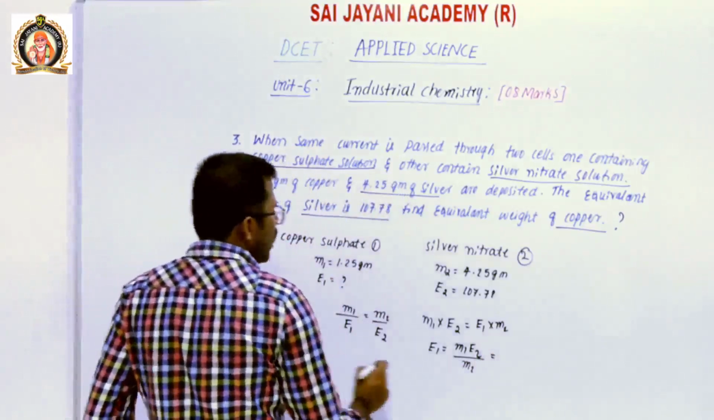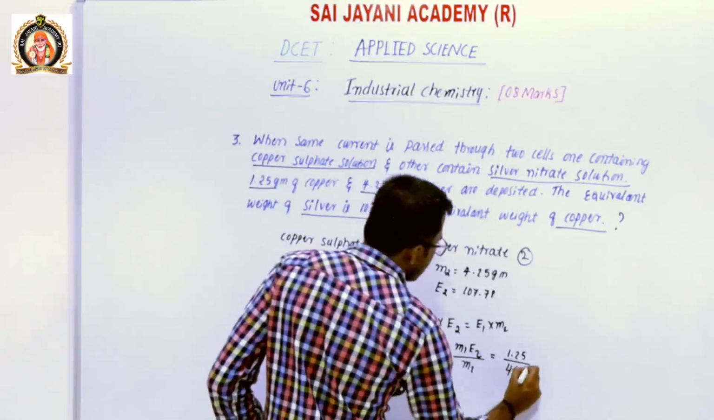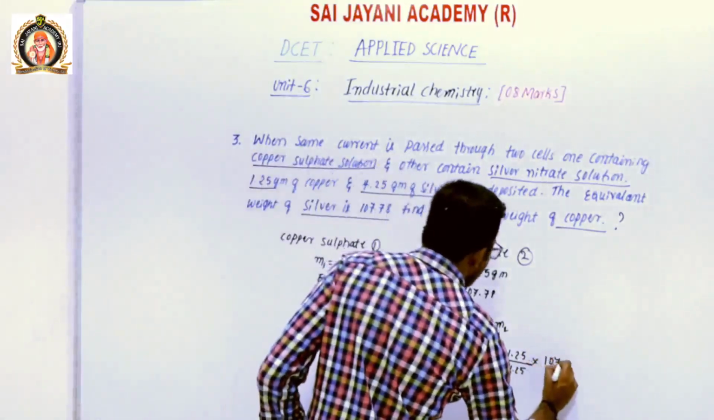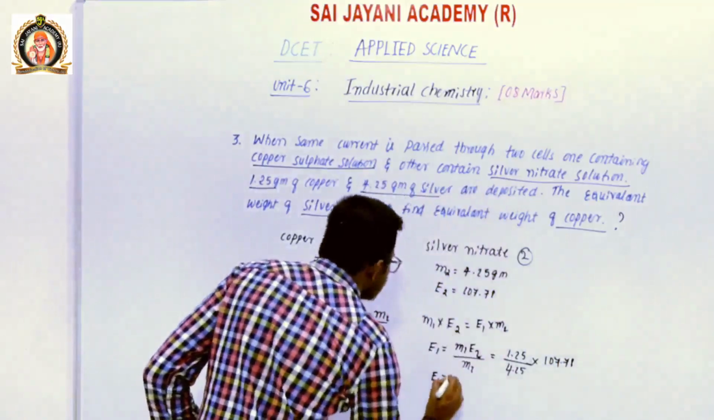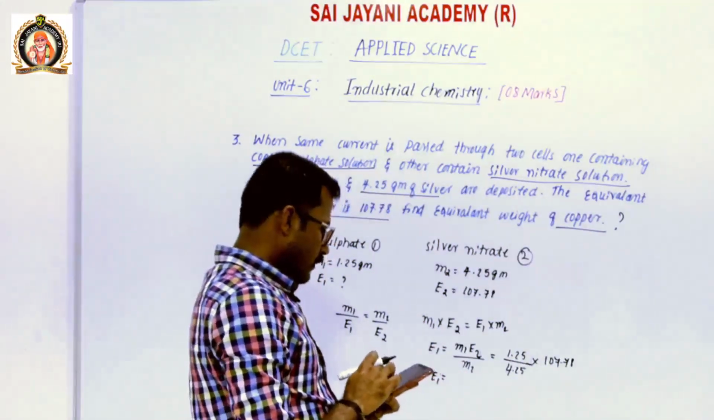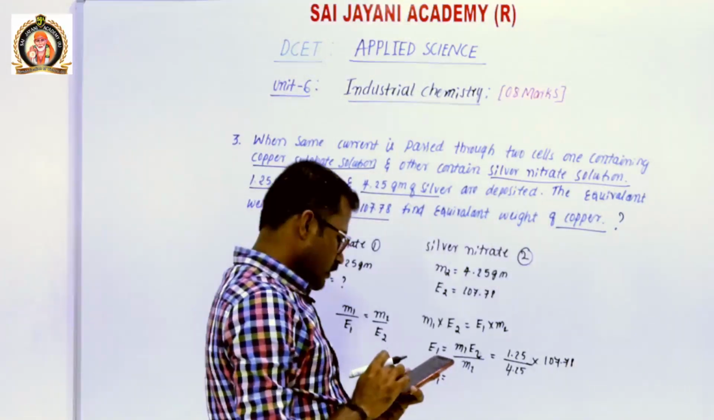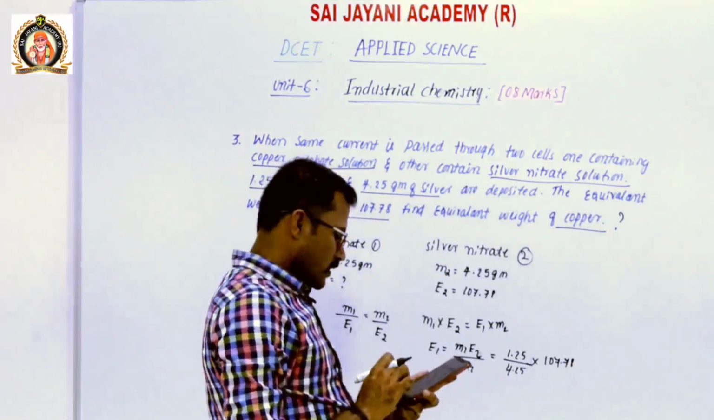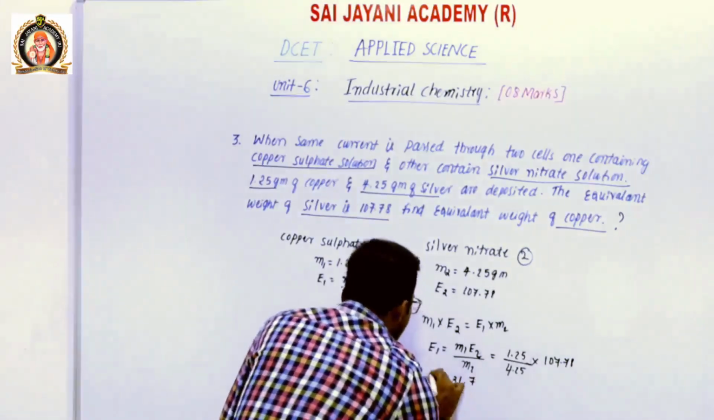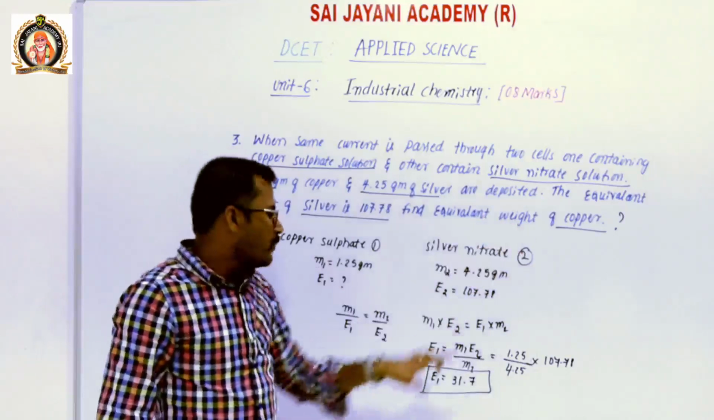M1 is 1.25 gram, M2 is 4.25, and E2 is 107.78. So E1 becomes 1.25 divided by 4.25 into 107.78, and we get 31.7 as the right answer. This is the solution for this question. The equivalent weight of copper is 31.7.